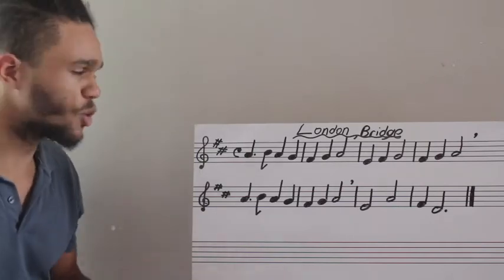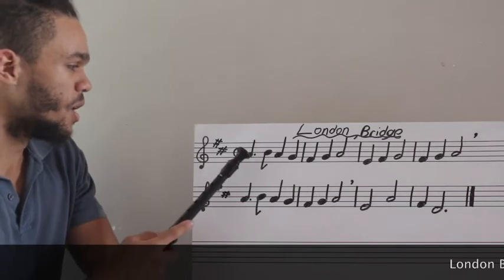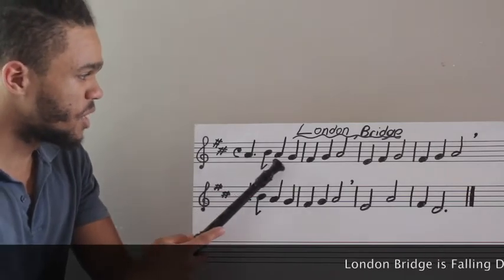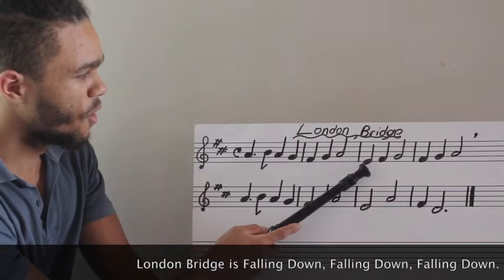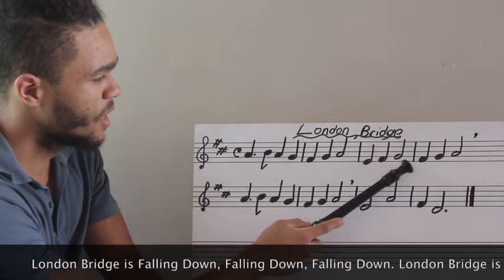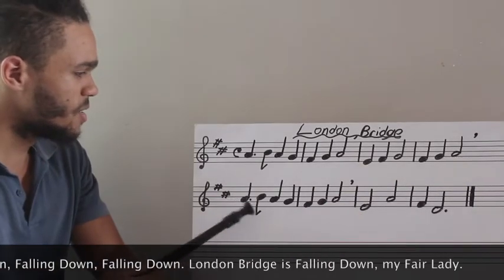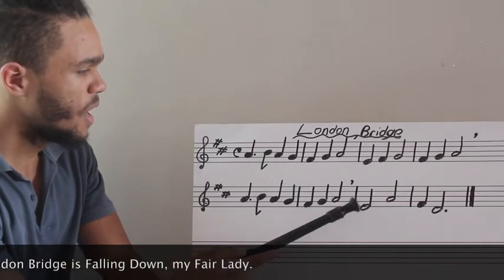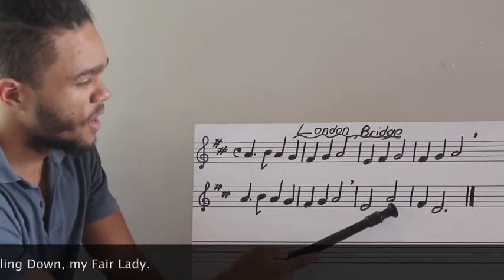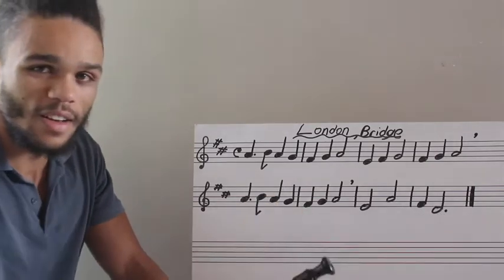Now let's try and actually put the words in before we continue. So what we have here is 3, go. London Bridge is falling down, falling down, falling down. London Bridge is falling down, my fair lady. Can we try to sing it again?